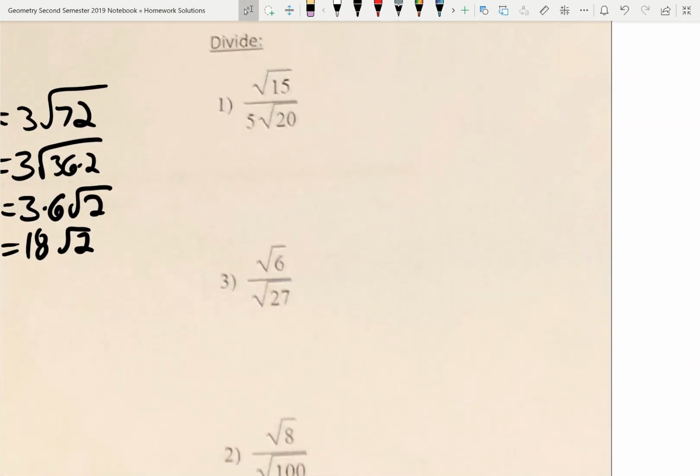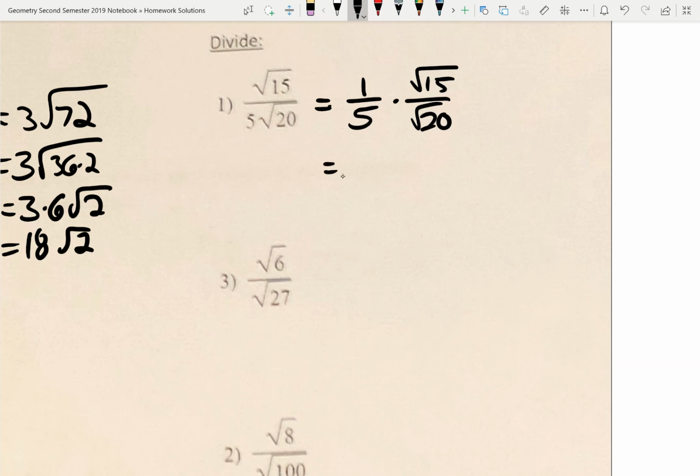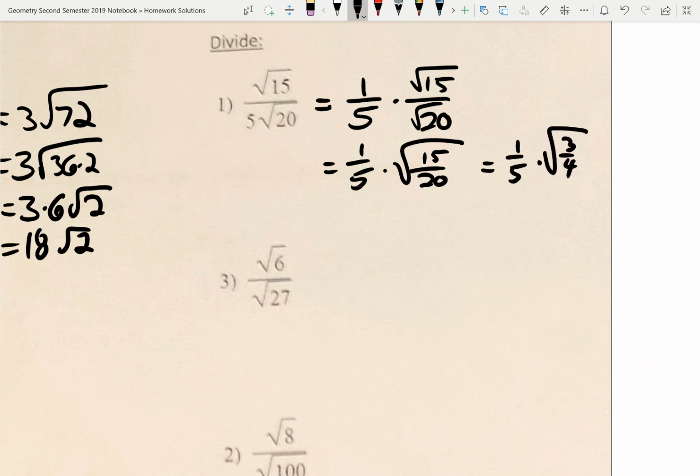Divide. Okay, now if you're going to divide this, again, this is the same thing as 1 over 5 times root 15 over root 20. So you can take the 1 over 5 and put it by itself. So that's 1 over 5 times square root of 15 over 20. Now, 15 over 20 will reduce to 3/4. So that's 1 over 5 times root 3/4.